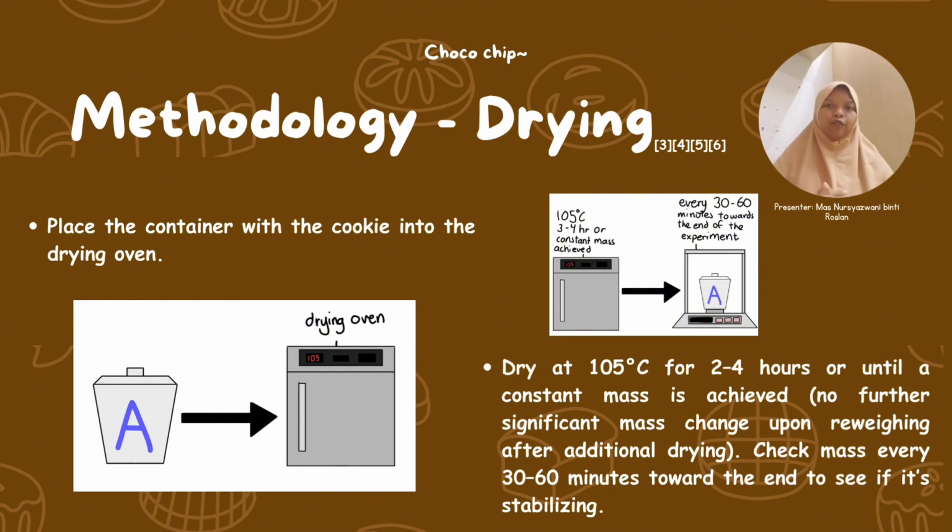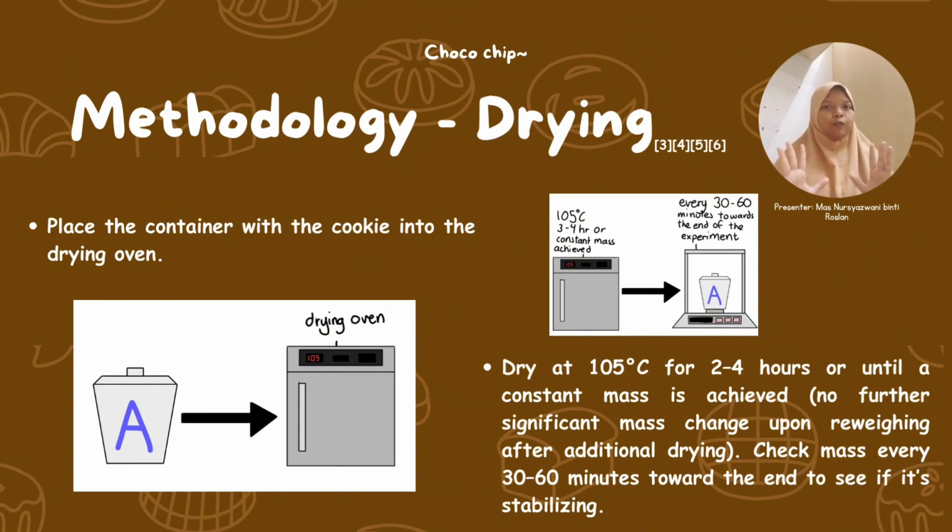We should then dry the cookie sample at 105 degrees Celsius for 2 to 4 hours or until a constant mass is obtained. What is meant by that is that there is no further significant mass change upon reweighing after additional drying. If there is still a significant mass change, it should go back into the oven.